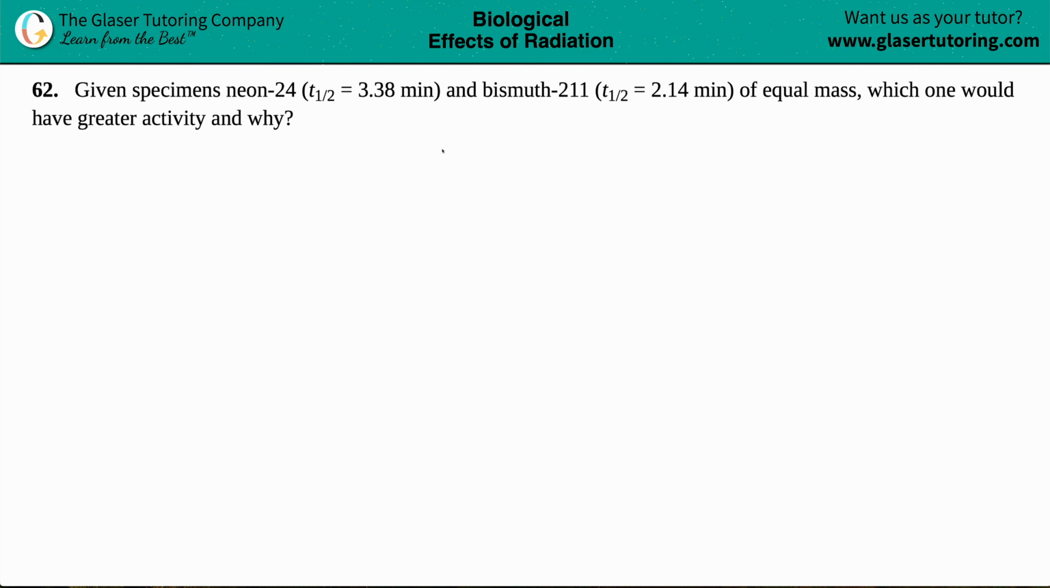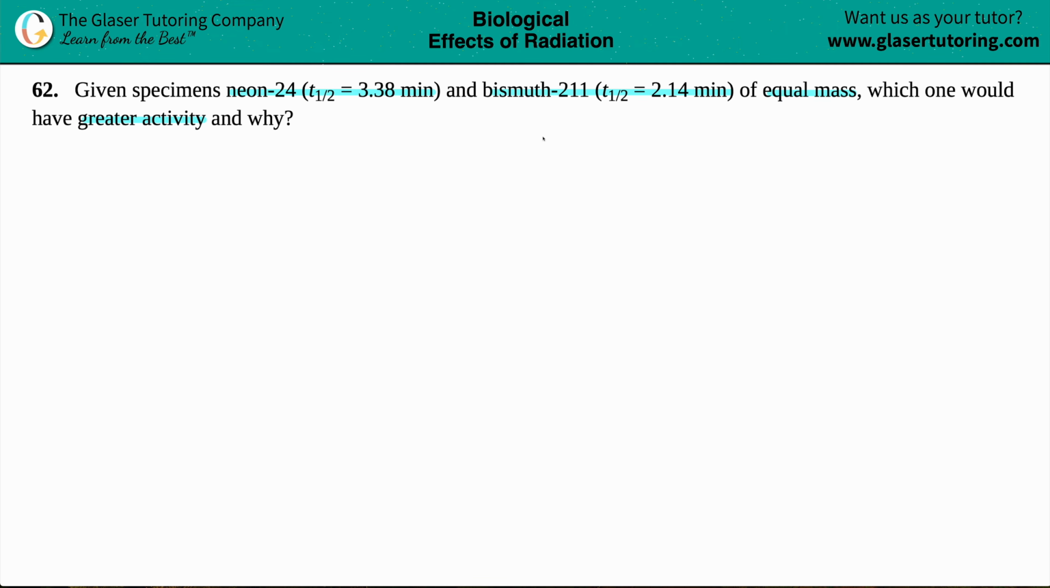Number 62. Given specimens neon-24, which has a half-life of 3.38 minutes, and bismuth-211, which has a half-life of 2.14 minutes, of equal mass, which one would have a greater activity and why?